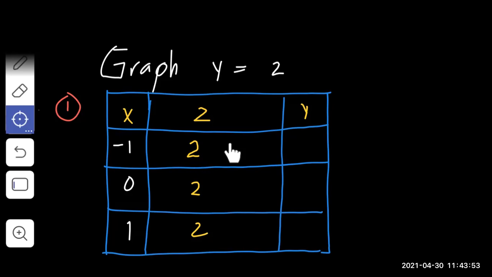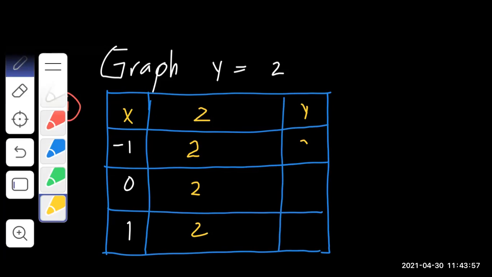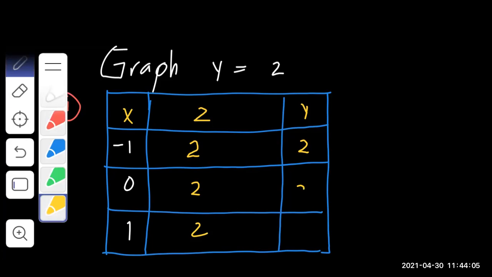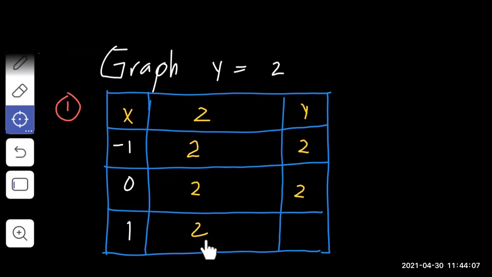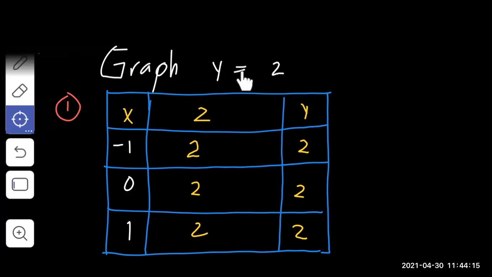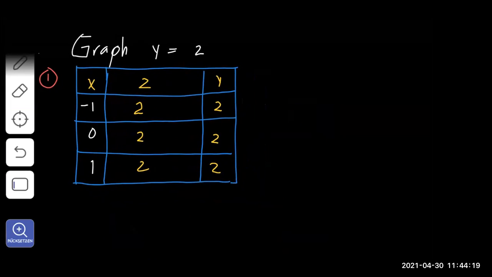So 2 is equal to what? 2. And here, for 0, since you don't have any place where you can substitute 0, it's going to be the same, 2. And here it's going to be 2. Take a look, guys. When you don't have x, you don't need to make a table. Now let's graph these points in the coordinate system.